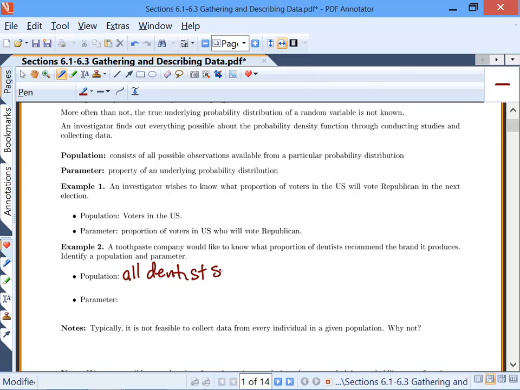Sometimes we do have our population narrowed down a bit. It's just whatever we are interested in. And the parameter would be the proportion that recommend the toothpaste.